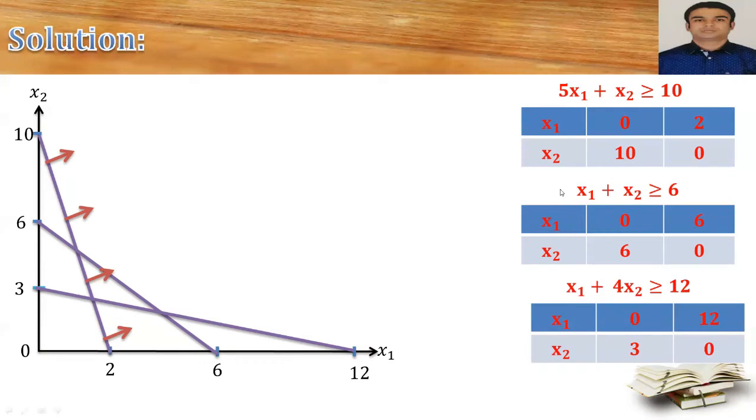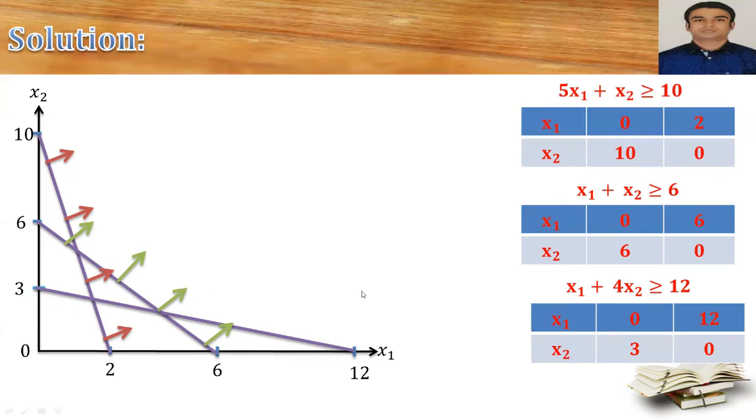For the second constraint equation, x1 plus x2 greater than or equal to 6, the sign is greater than or equal to. For that constraint equation, the area considered will be on or above the line, meaning away from the origin. Same for the third constraint equation, x1 plus 4x2 is greater than or equal to 12.